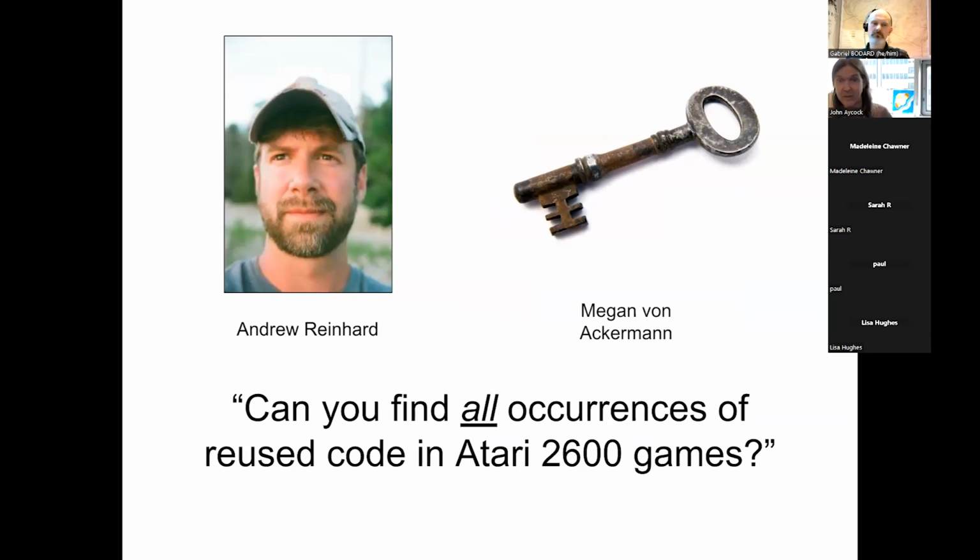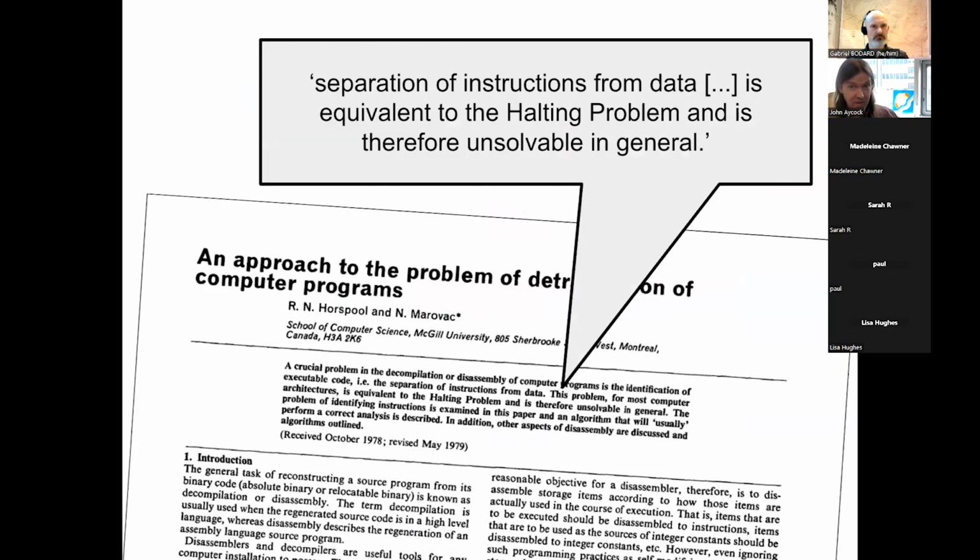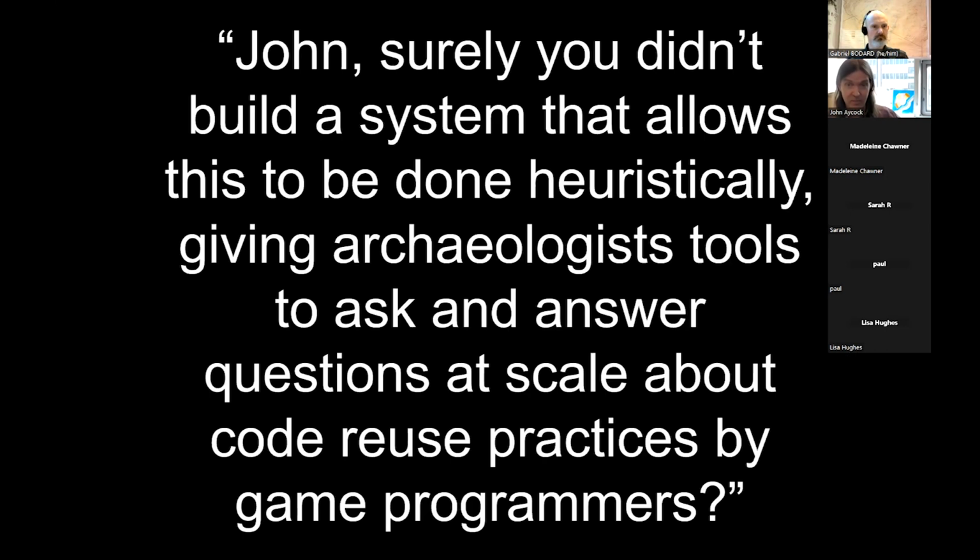And while it seems on the surface like only a slight variant of finding one piece of code being reused, in fact, it touches on a really tricky theoretical problem in computer science. And here's the difference. To answer the question that Andrew and Megan posed, we need to be able to answer the question, what is code? And it turns out that you can mathematically prove that's a problem you can't solve in general. However, I know what you're thinking. It's like I read your mind, right?